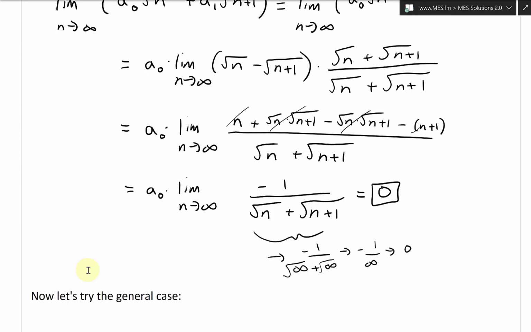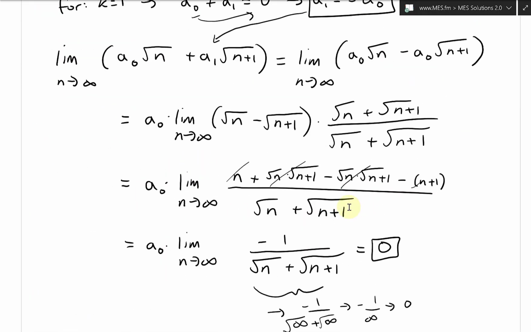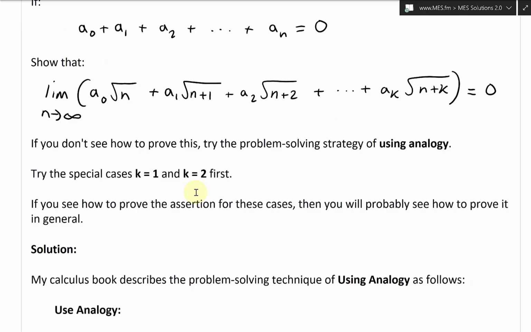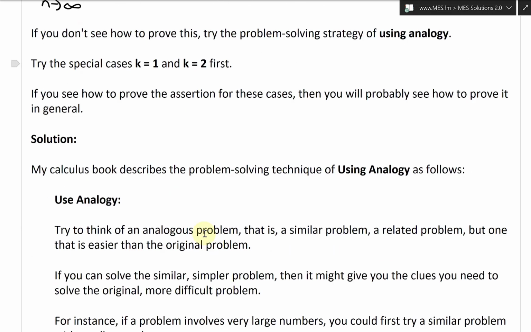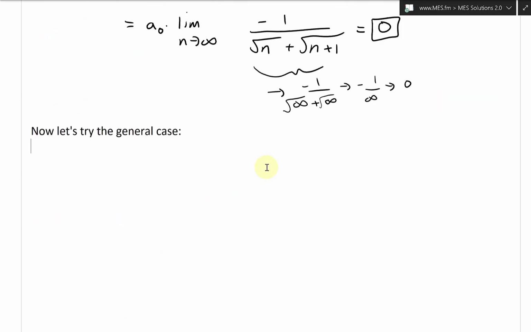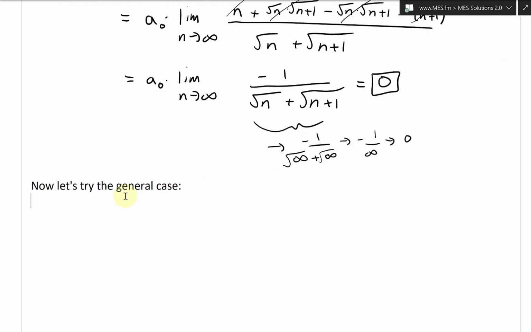All right. So now let's try the general case. We can actually see how we can solve this, although the hint asked us to try special cases k equals 1 and k equals 2 first. The solution manual doesn't do k equals 2, and I'm not going to either. So I'll just jump straight ahead to the general case.